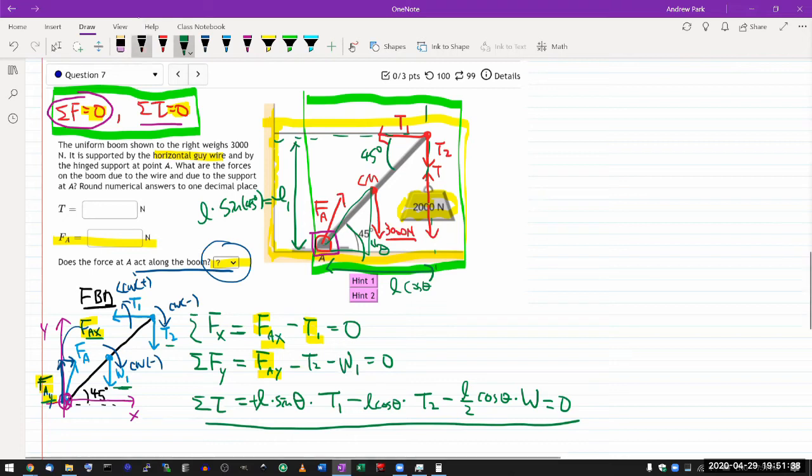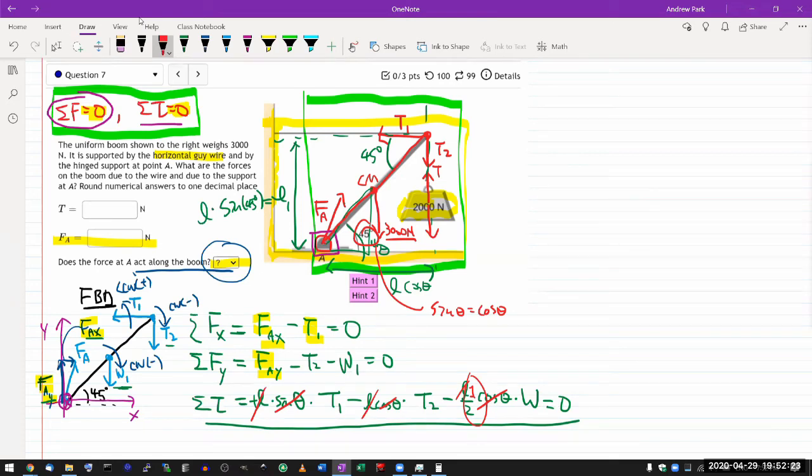Let me do the obvious simplifications first. With a 45 degree angle, sine theta is equal to cosine theta. So writing out sine and cosine separately is not necessary for this special angle of 45 degrees. I would have had to be more careful if it wasn't 45 degrees. And the length of the boom occurs in every single term, so I can just cancel it out. I just have to remember that the weight is acting at half the distance of the tension forces.